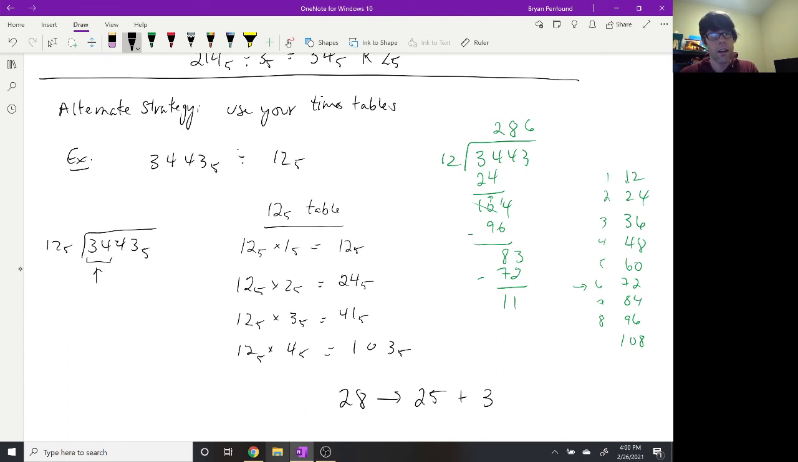So let's look at 3, 4. Which of these multiples gets us as close as possible to 3, 4 without going over? Well, it's going to be the second multiple right here, because the third multiple gives us a 4 in the first place value, which is bigger than 3. So I need to take the second multiple. Okay, so I'm going to write that down here. Take the second multiple, and the second multiple of 1, 2 is 2, 4. And when we subtract, we're going to get 1, 0 left over.